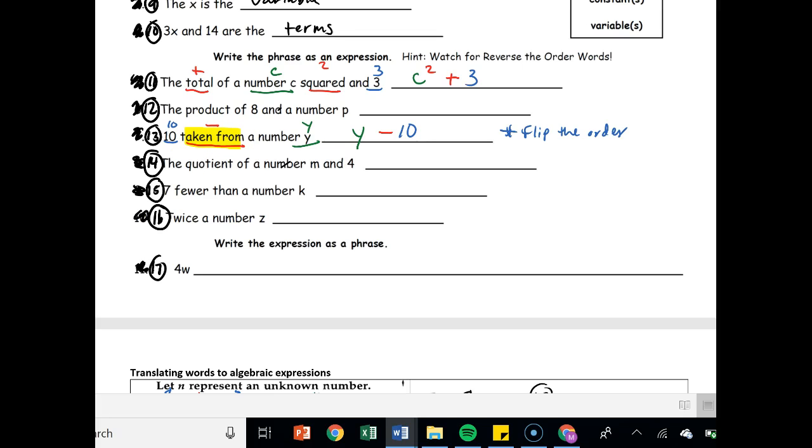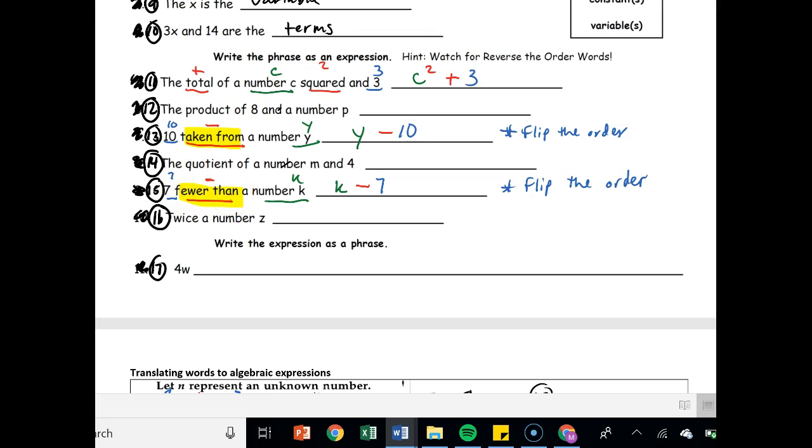Number 15, 7 fewer than a number k. Again, so we've got our number 7, we've got our operator fewer than, and we've got our variable k, right? Again, this looks like 7 minus k, right? But less than, subtracted from, taken from, fewer than. Those words from and then are things that are going to make us flip the order. So we're actually going to have k minus 7 as our algebraic expression. Again, flip the order because of the key phrase fewer than.